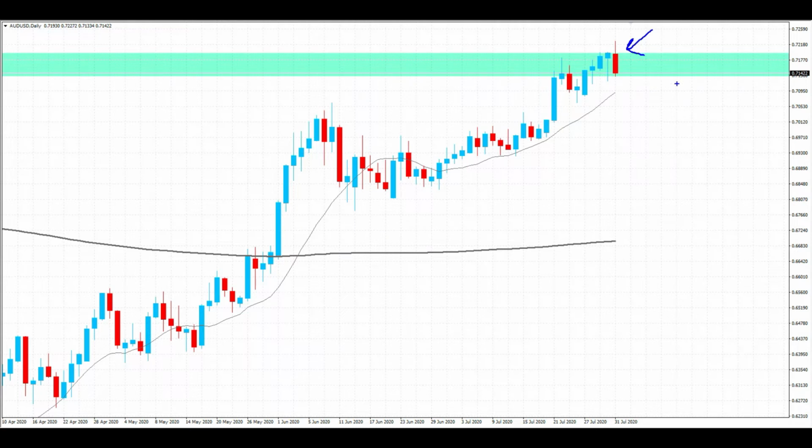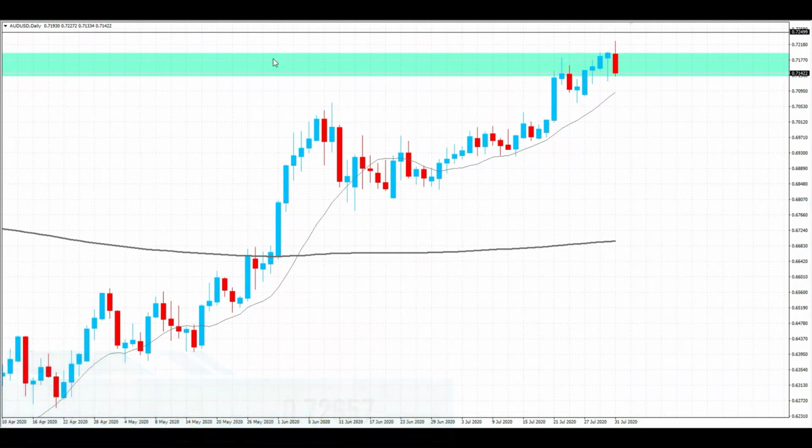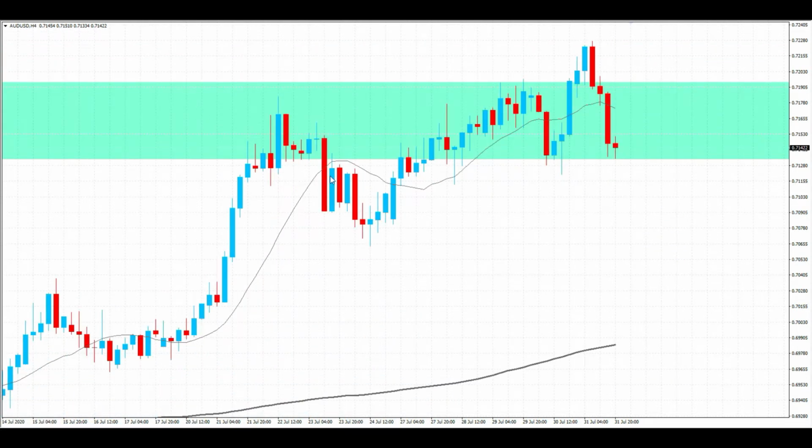so we have that indication that the bears are starting to step into the market. So you can put a short trade on if you're going to trade the daily time frame, and you would have your stop loss above the pattern. So around here you would have your stop loss, and you'd be looking to short the market to continue in that downwards trend.